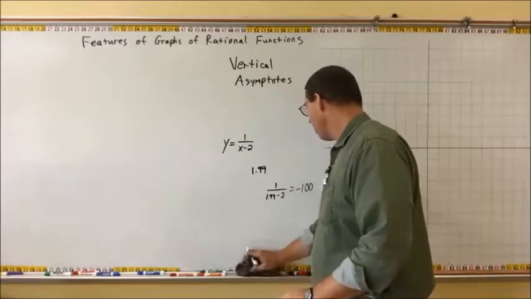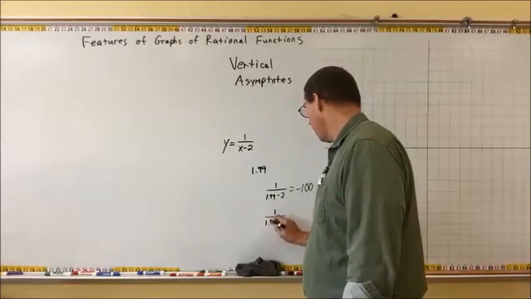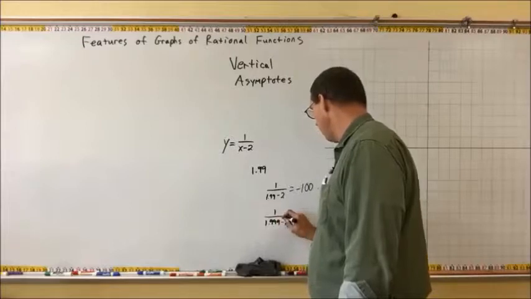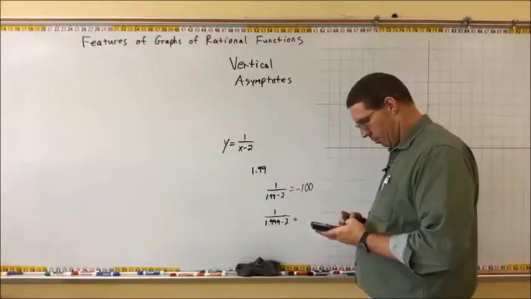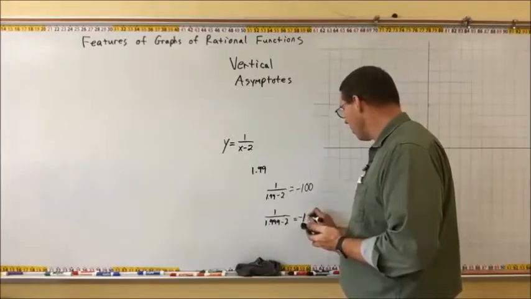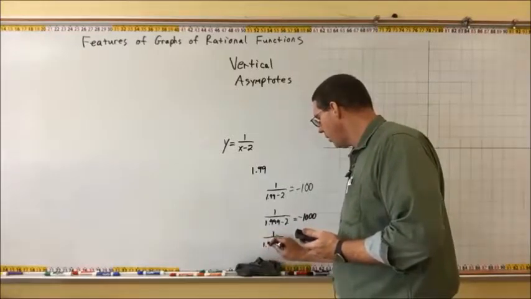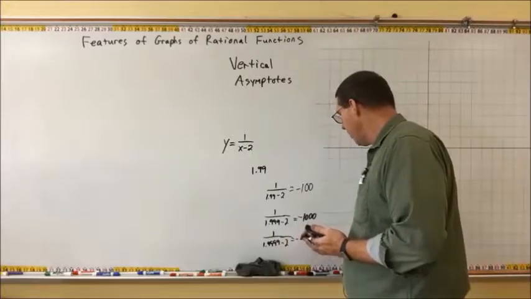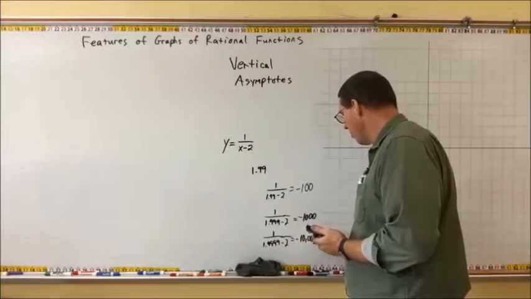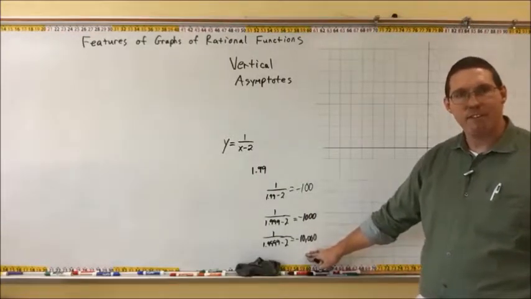Okay, let's get a number even closer to 2. How about 1 over 1.999 minus 2? That's even closer, right? All right, 1 divided by 1.999 minus 2 gives me negative 1,000. And guess what 1 over 1.9999 minus 2 would give me? Negative 10,000. What are these numbers getting closer to? They're getting close to negative infinity. That's where they're going, to negative infinity.